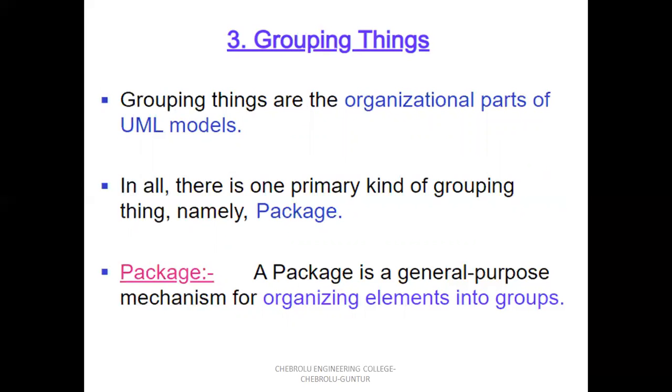There are two types of behavioral things. Behavioral things represent the verbs, the operation parts, that is, the dynamic parts of the UML, also the verbs of the model. Next, third one, grouping things.